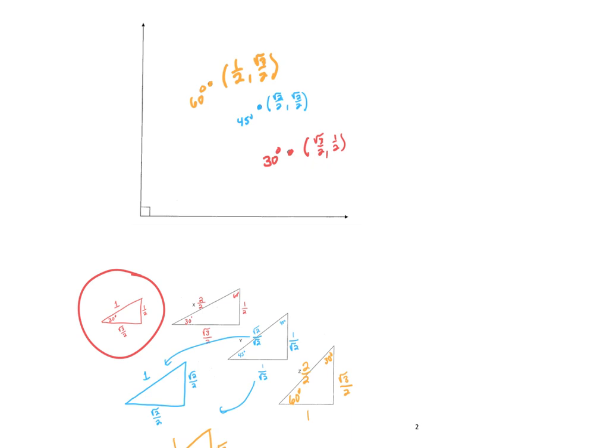Up here at 90 degrees, it's going to be 0, comma 1. At 180 degrees, negative 1, comma 0. And down here at 270, it's going to be 0, comma, negative 1.